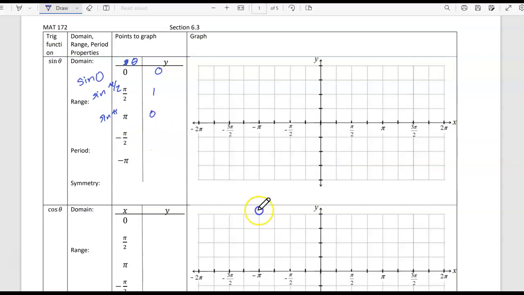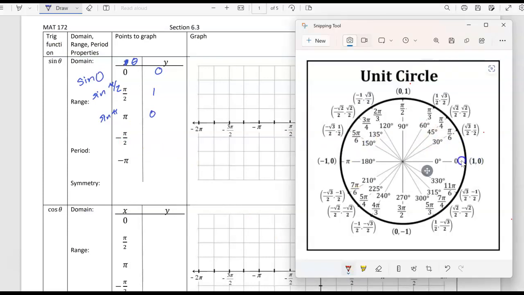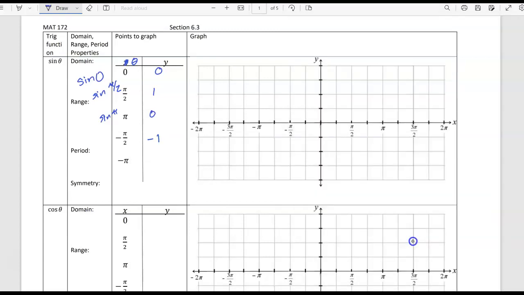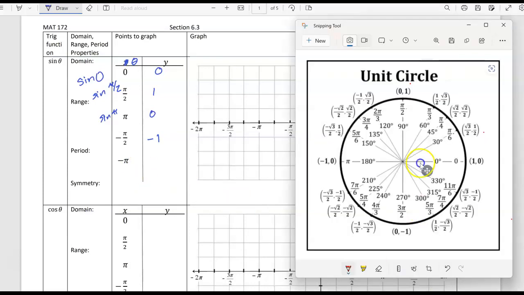And I'm going to go backwards and catch a few. So I'm looking at sine of negative pi over 2. Negative pi over 2 is going to be the same angle as 3 pi over 2. And that y-coordinate is a negative 1. And then sine of negative pi. Negative pi is going to be read this way. And the sine of that angle is going to be the same as the sine of pi, which is going to be 0.